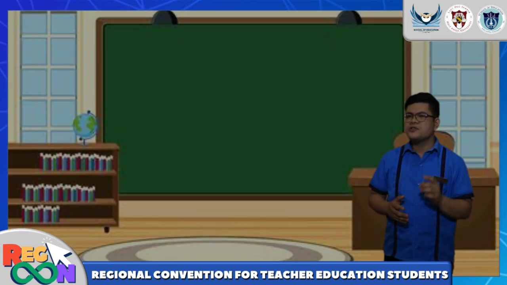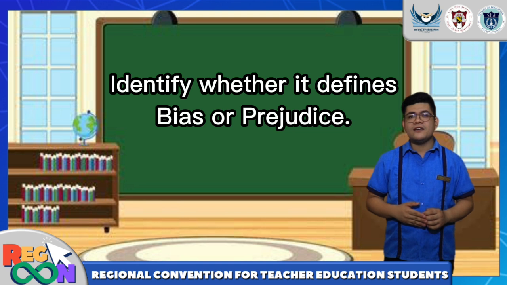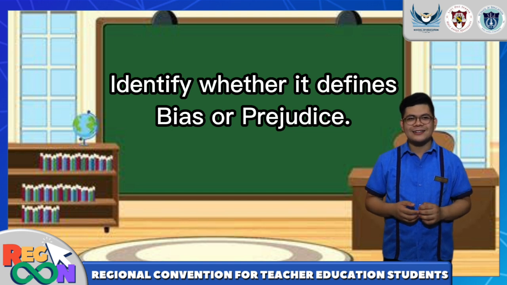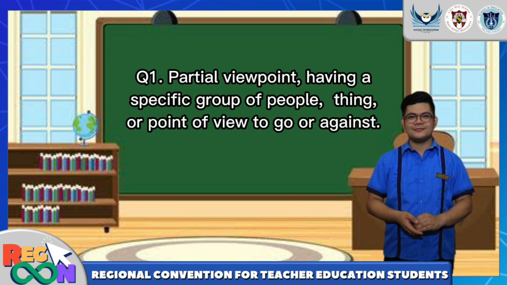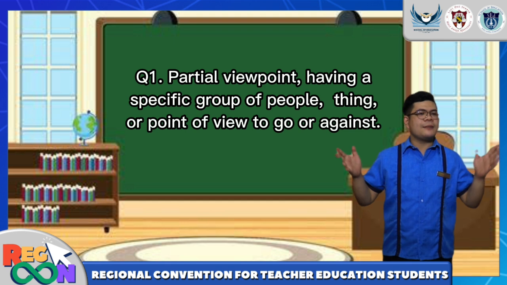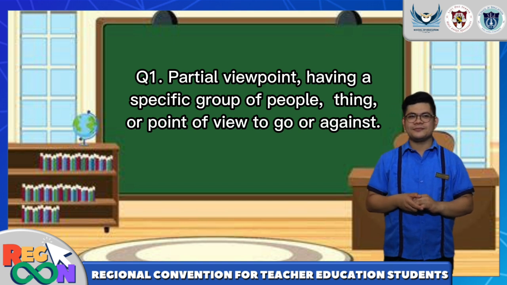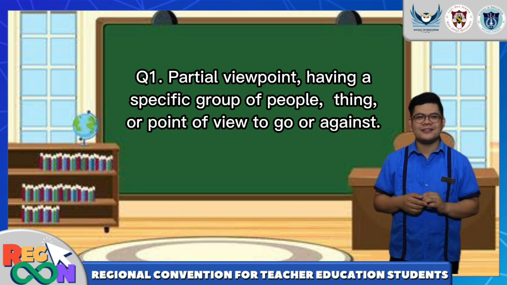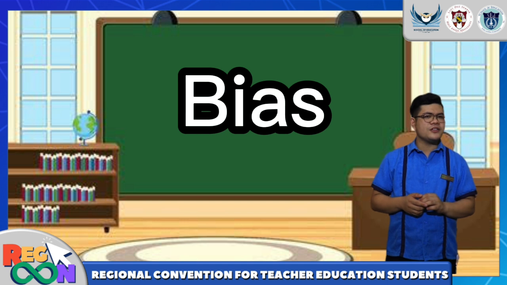The direction is you are going to identify whether it defines bias or prejudice. You will be given 5 seconds for each number to answer. Are you ready, class? So here is question number one. Time's up. So who wants to answer? Yes, Melanie. Is that correct? Well, let's find out. Correct! Thank you, Melanie. So for question number two?